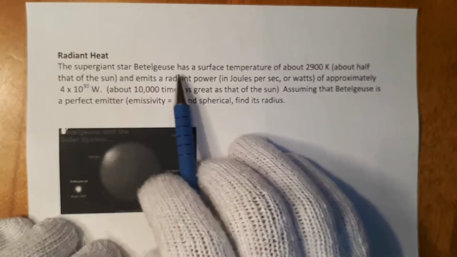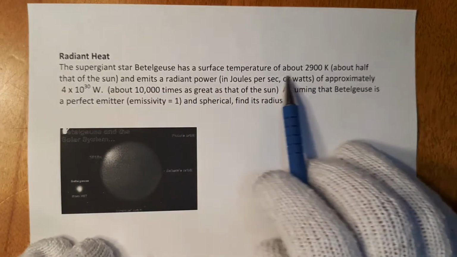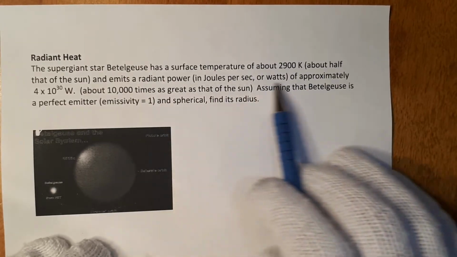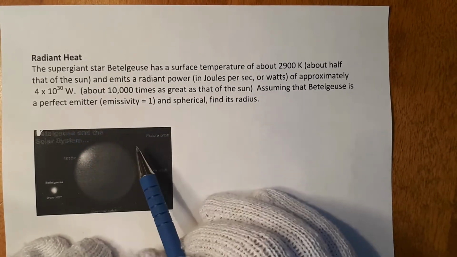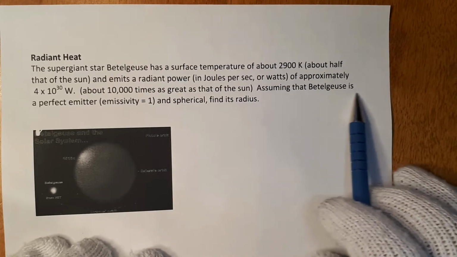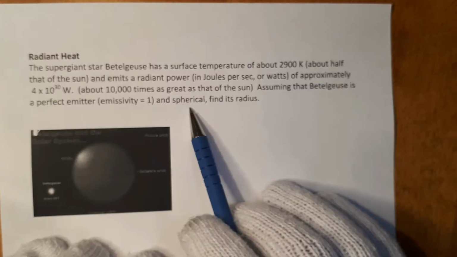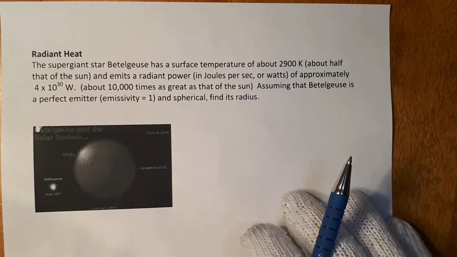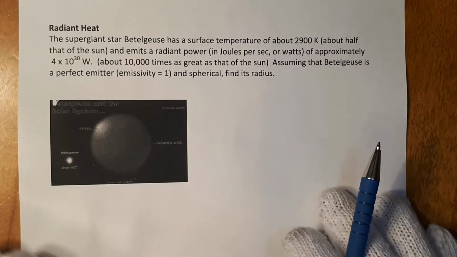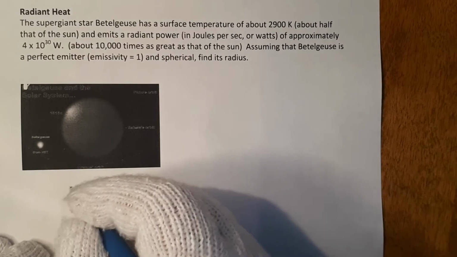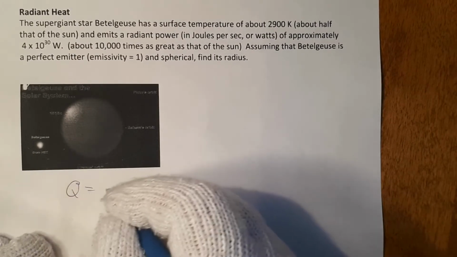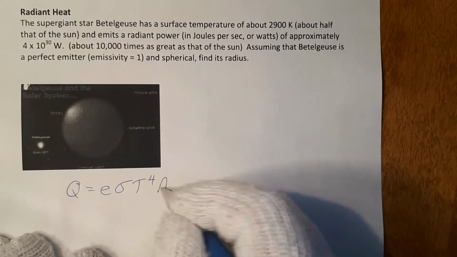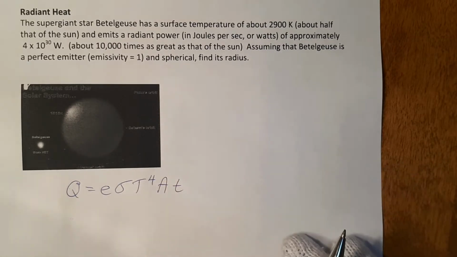So a supergiant star Betelgeuse has a surface temperature of about 2900 K and emits radiant power of approximately 4 times 10 to the 30 watts. Assuming that Betelgeuse is a perfect emitter and spherical, find its radius. The equation we're going to use is the radiant heat equation. Q is equal to E sigma temperature to the power of 4 A T.